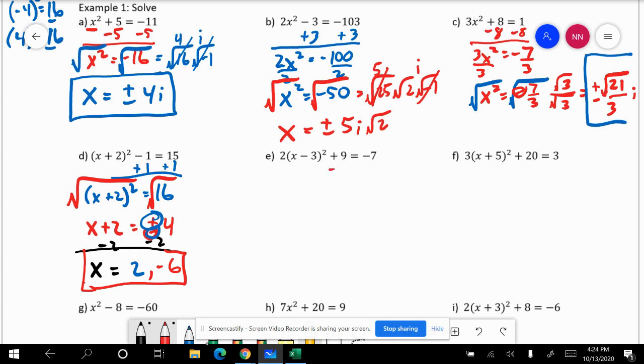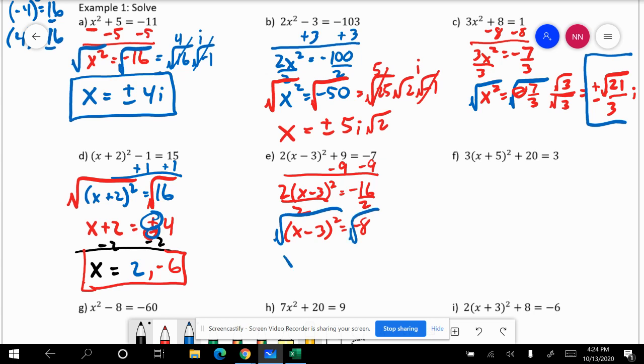So looking at letter E, our first step is subtracting the 9. Then what we do is we divide it by 2. And now what we do is we take the square root and we get x minus 3 equals, we've got to remember our positive and negative root. What makes up 8 is 4 and 2 and negative 1. Square root of 4 is 2. Square root of negative 1 is i. So we have 2i and then square root of 2.